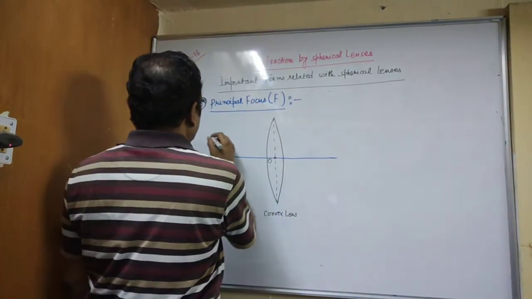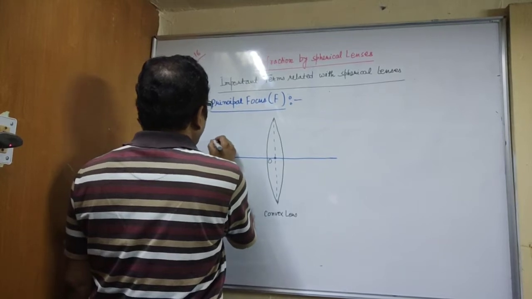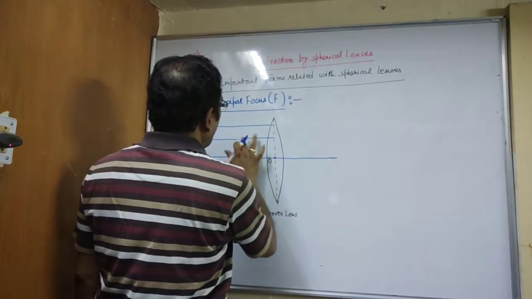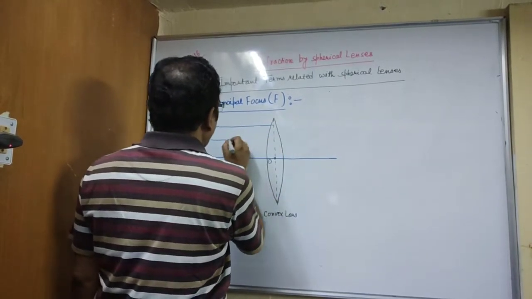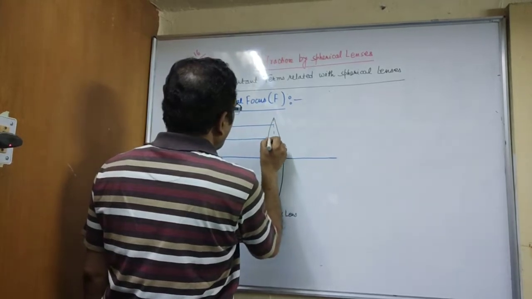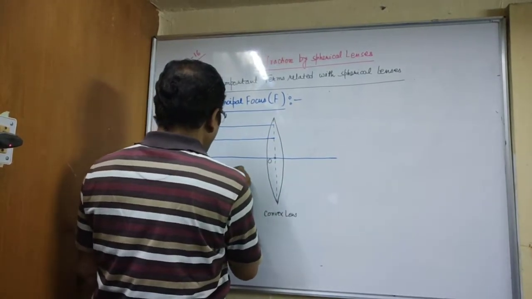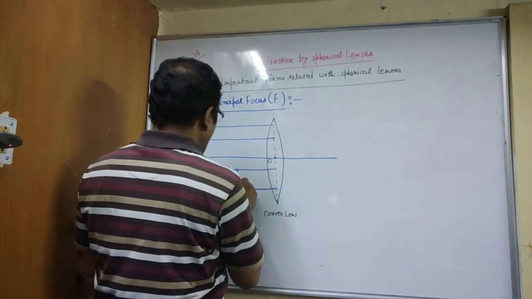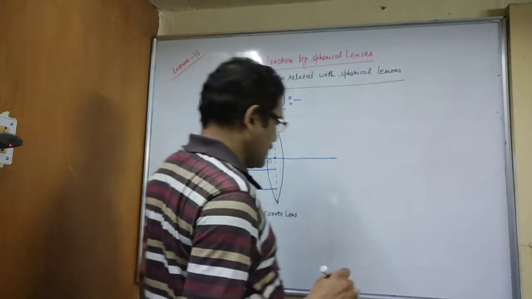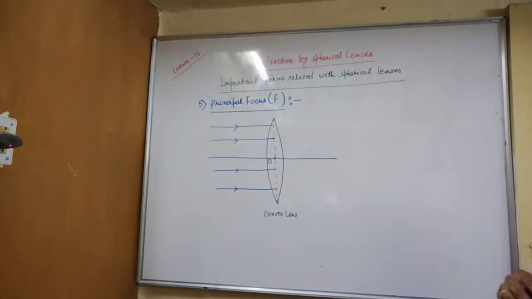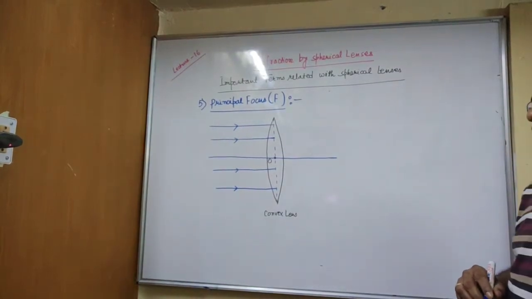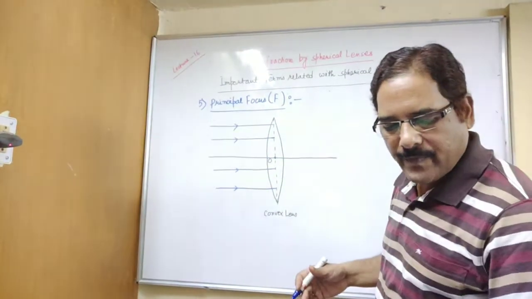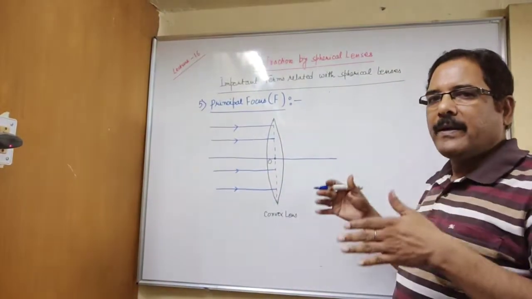So if parallel rays of light, suppose these are the parallel rays of light, fall on a spherical lens, suppose on a convex lens. A convex lens converges the rays of light, isn't it? And then the rays meet at a point.